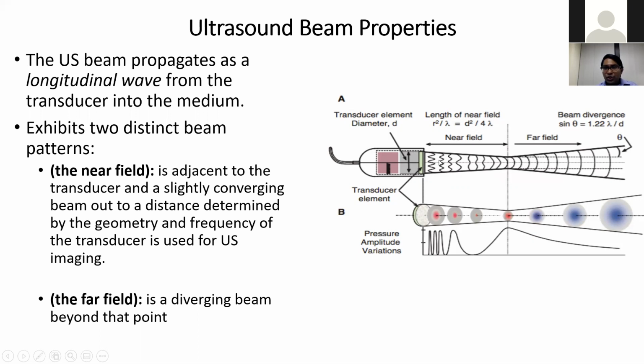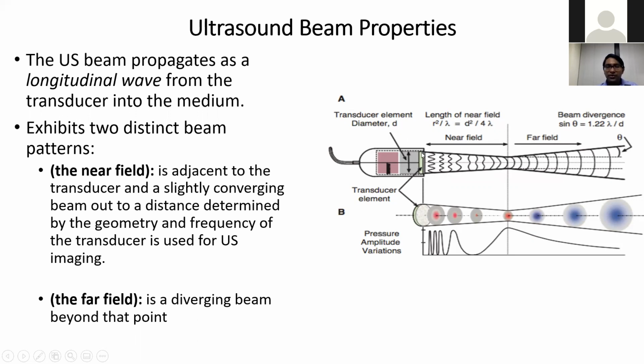As I mentioned, the element height and width play a very important role. The element width determines where the near field ends and where the far field starts. The near field is determined by d squared by 4 lambda, where d is the diameter. The element width times the number of elements basically gives you the diameter d. And this determines where the near field will end.